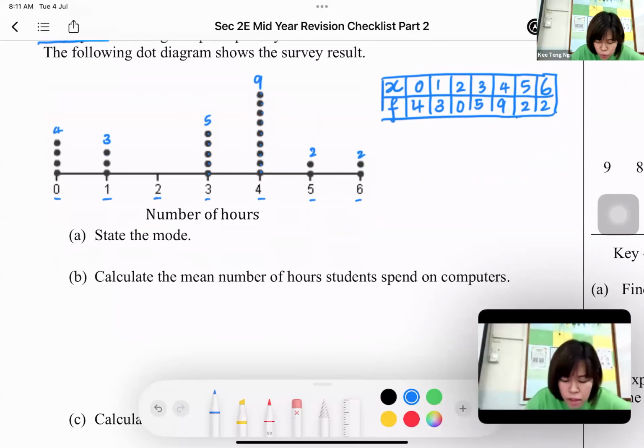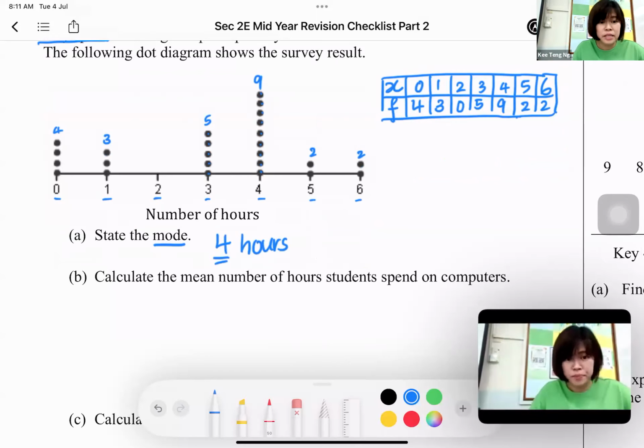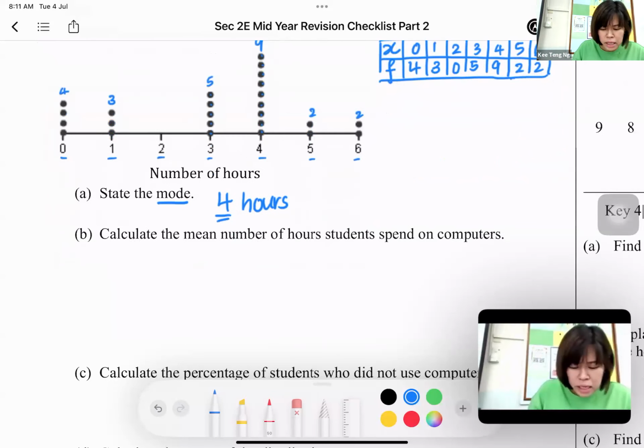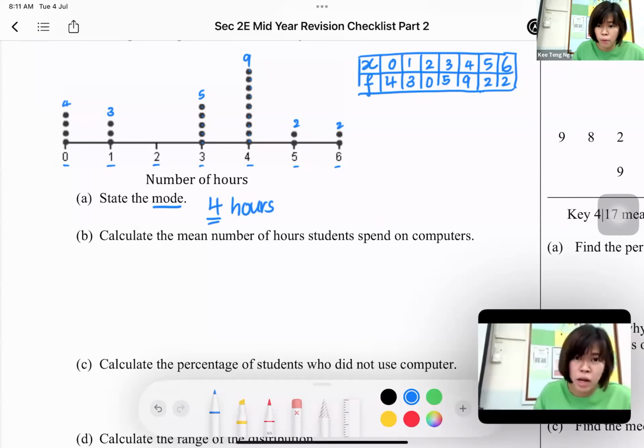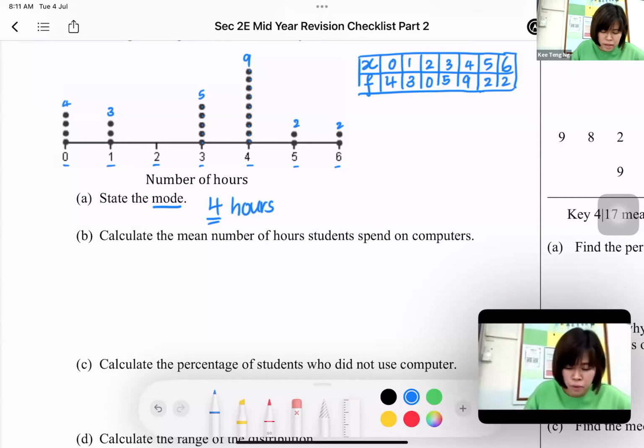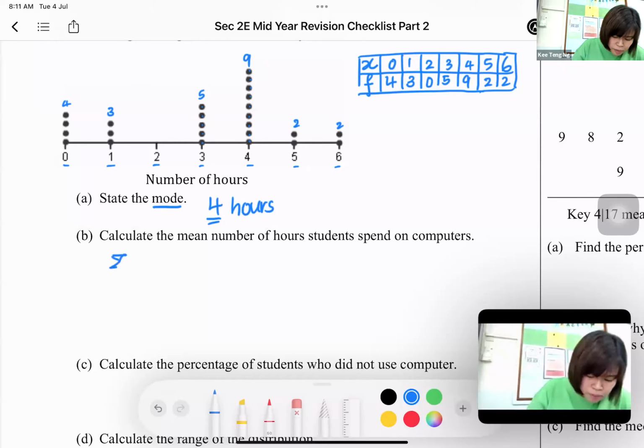All right, so number one, state the mode. Mode means the data value that occurs most often, that has the highest frequency. So the mode is not the number of times, not 9, but the data value, which is 4 hours. So 4 hours itself has the highest frequency. Next, calculate the mean number of hours spent on computers. The average number of hours will be given by summation fx over summation f.